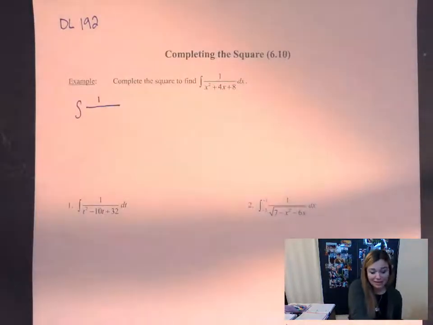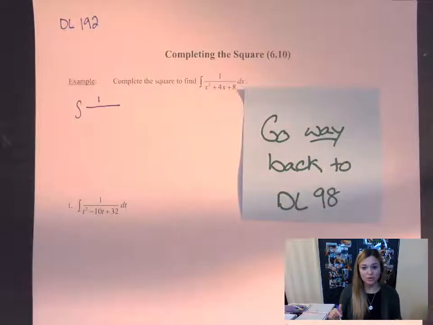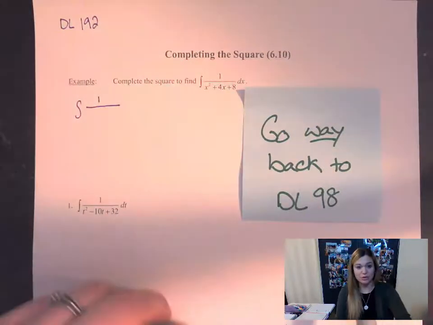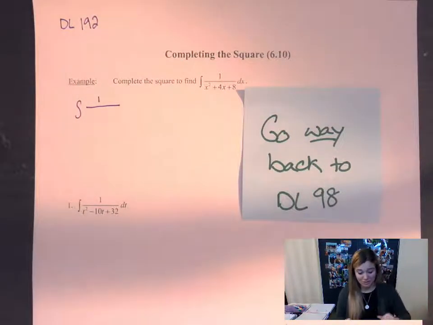So this is way back in daily lessons 198, or I'm sorry, not 198, just 98. This is almost 100 pages before this. So going way back to remembering arcsine, arccosine, arctangent. That's what we're going to need on this page.